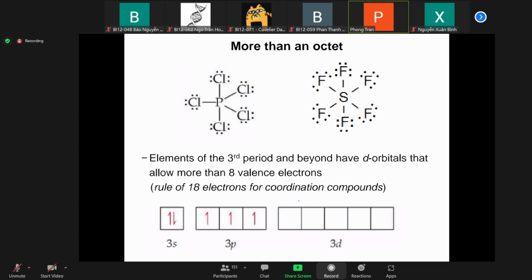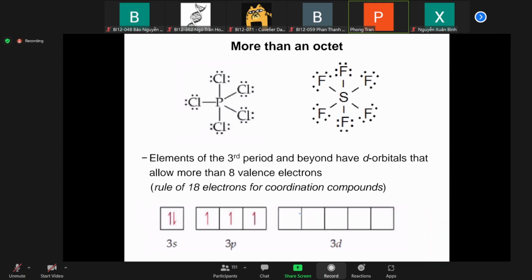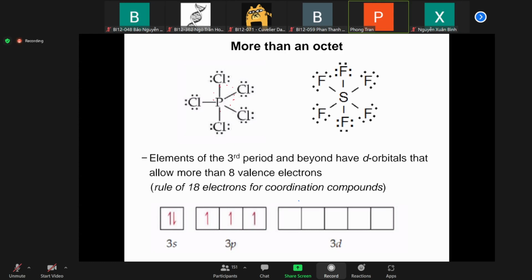So in the case of, for example, PCl5 here, you have phosphorus with 5 times 2 equal to 10 electrons, larger than 8 electrons. And the sulfur here, you have 6 times 2 equal to 12 electrons, higher than 8 electrons. Okay? But it's only acceptable for elements which have d orbitals. So when you talk about the first row and second row, it's not acceptable to have more than 8 electrons.